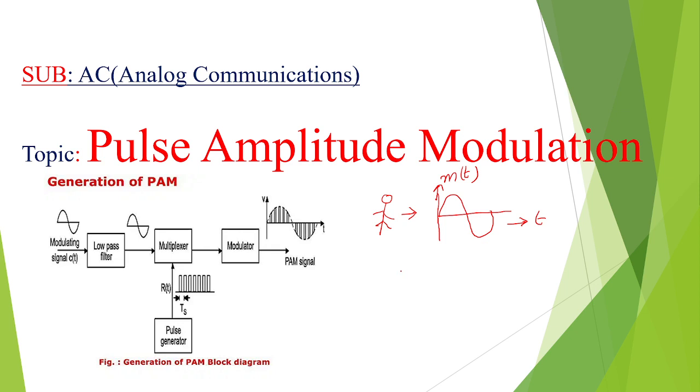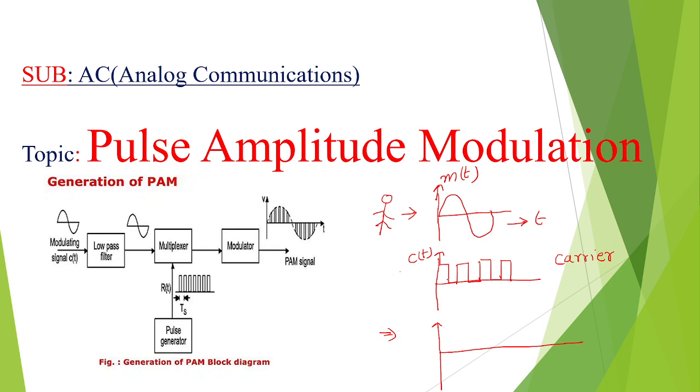So you can take a carrier signal. This is a carrier pulse. By using this, I can modulate the message signal. After modulation, the amplitude of the carrier is varied. This carrier signal is used to modulate the message signal.